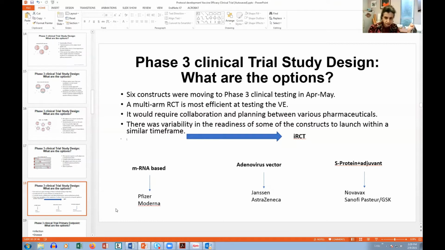And these are the 6 products that at the time were considered furthest along. 5 of them are in phase 3 testing. Sanofi met some roadblocks in terms of testing, and the phase 3 clinical trial is a bit delayed. So that's why for the pandemic purposes, the IRCT was the way to go.